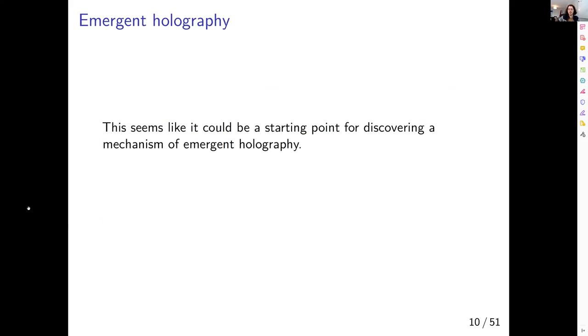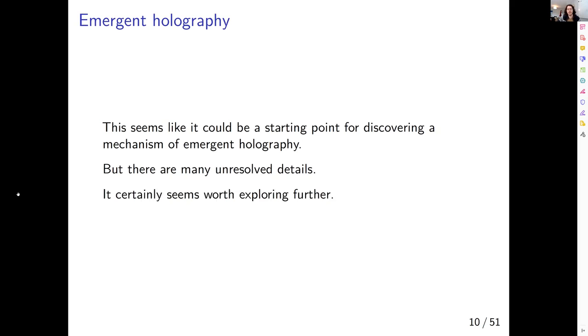So somewhat speculatively, I'll propose that this could be the basis of some kind of mechanism for emergent holography. But I should note really that there are many unexplored aspects of this, so I don't want to concretely claim that this is holography in a precise sense, but it's tempting to conjecture that it could be, and it certainly seems worth exploring further.